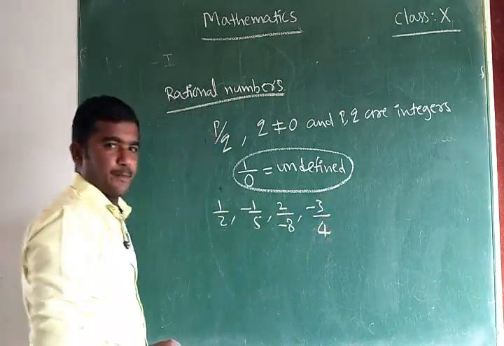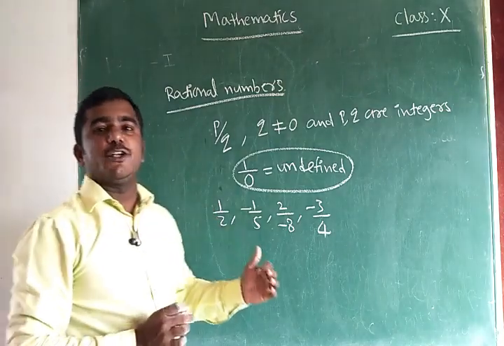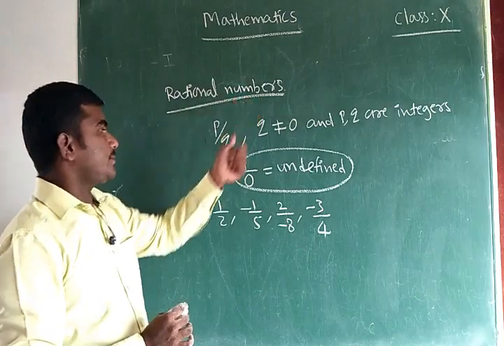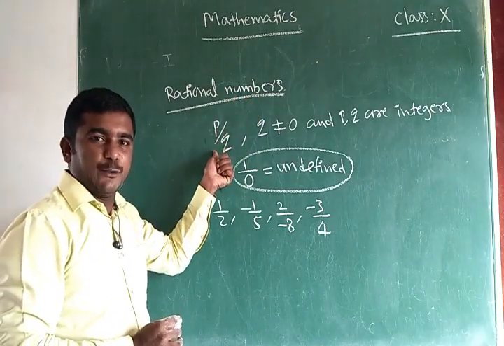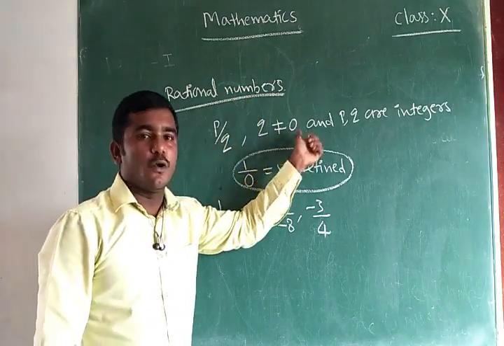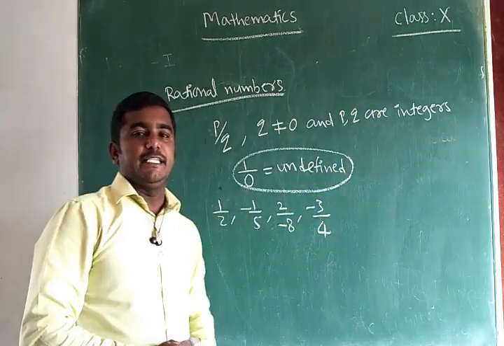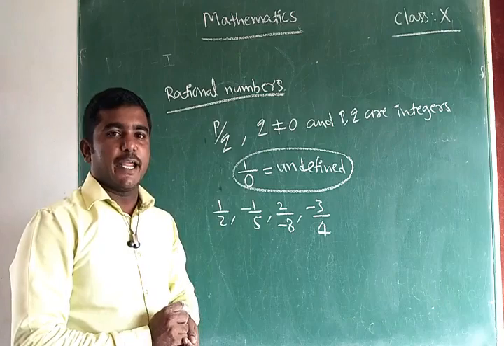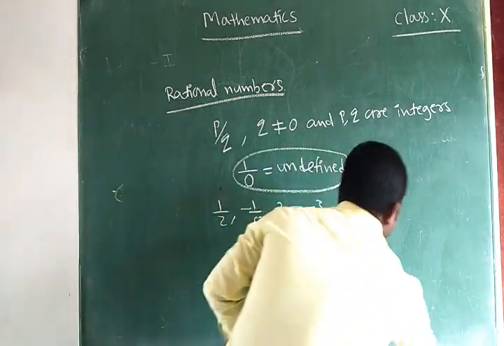You can take any positive number or negative number, you can take any integer. What is a rational number? A number which is in the form of p by q, where q is not equal to 0 and p, q are integers. These are called rational numbers. One more definition is there for rational numbers.